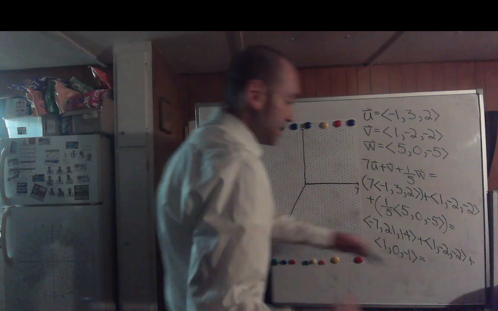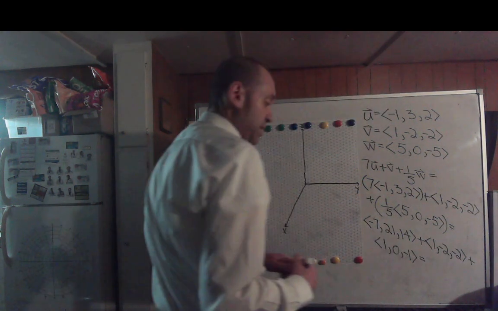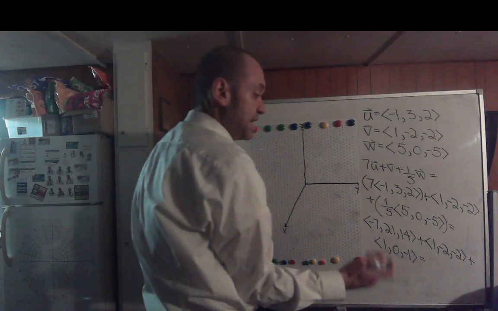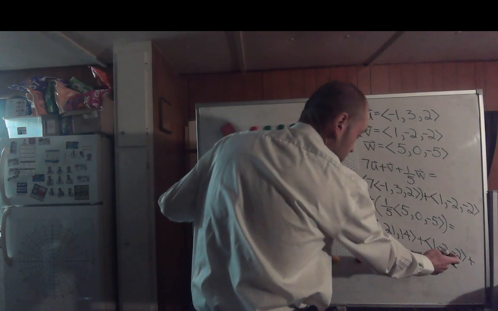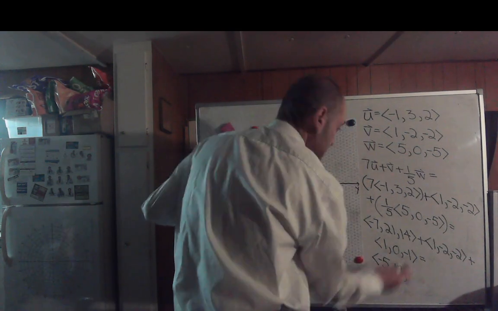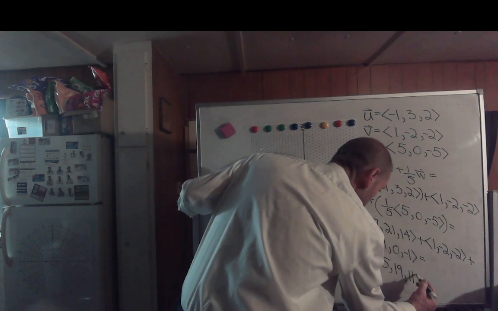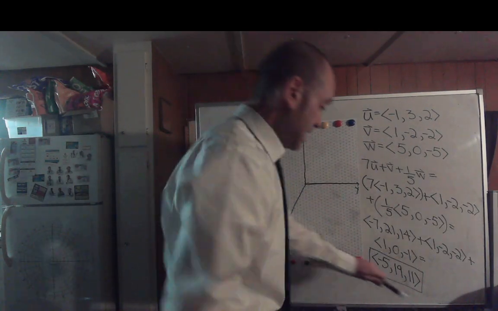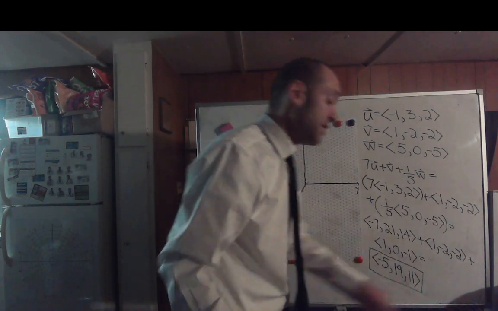Now we've simplified all these by multiplying the scalars. Now for each of these three vectors, we'll just add the three components together. So -7 plus 1 is -6, plus 1 is -5. 21 minus 2 is 19, plus 0 is 19. And then 14 minus 2 is 12, minus 1 is 11. So the sum of these vectors added together gives you <-5, 19, 11>.